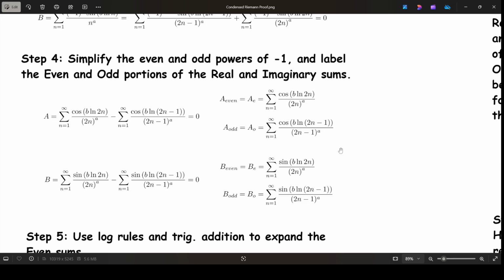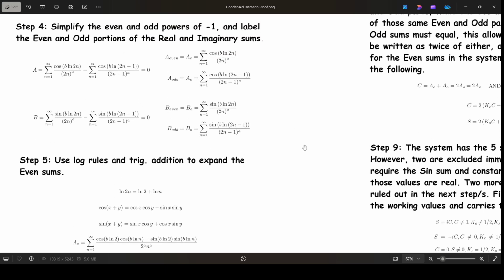And then all we have here on the right is we're labeling these 4 parts. Here you say the real even, the real odd, the imaginary even, and the imaginary odd. And that's just these 4 parts over here labeled. So we can do the symbolic manipulation more easily. Then we're going to just look at these even ones. We're just looking at the even part of the two sums that we're dealing with.